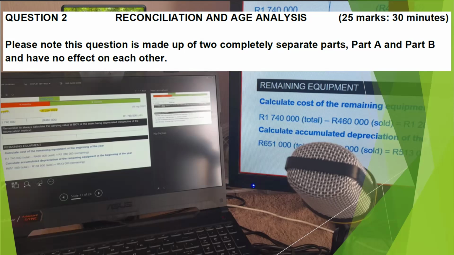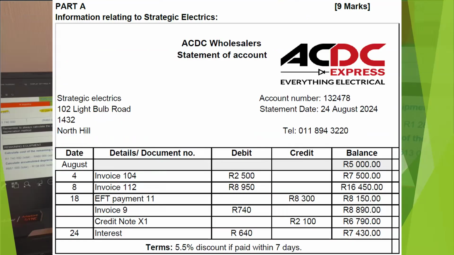Please know that this question is made up of two completely separate parts, which is part A and part B, and have no effect on each other. And this is what we've got here. So this is part A, which is 9 marks.